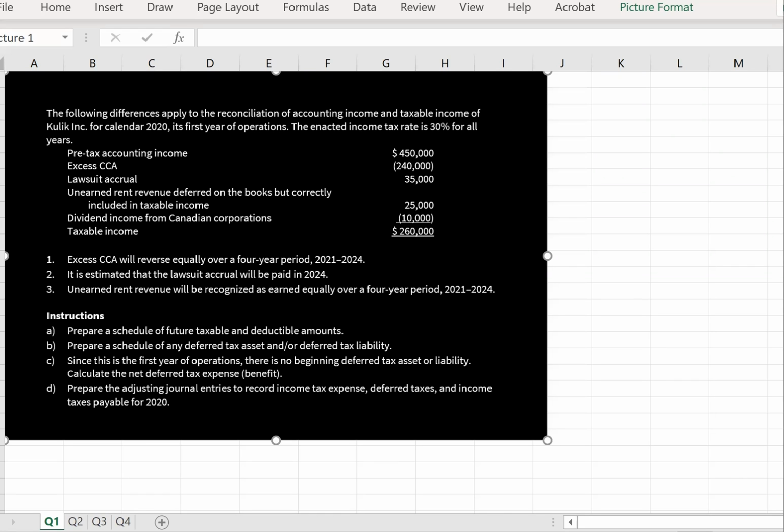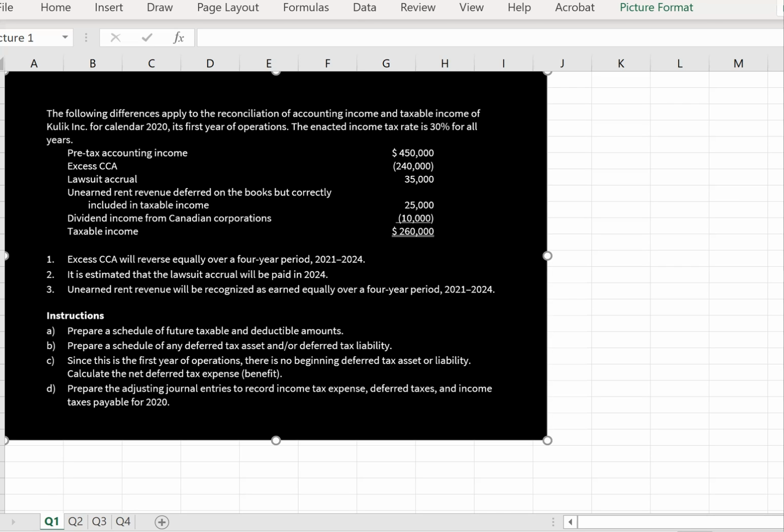So pre-tax accounting income was $450,000. There's something called excess CCA, which is reducing our accounting income, of $240,000. There's a lawsuit accrual of $35,000. There's unearned rent revenue deferred on the books, but correctly included in taxable income, $25,000. And dividend income from Canadian corporations, which is reducing our taxable income, of $10,000. That's important to note because dividend income is not taxable, so that's why it is being reduced from our pre-tax accounting income to reconcile our taxable income.